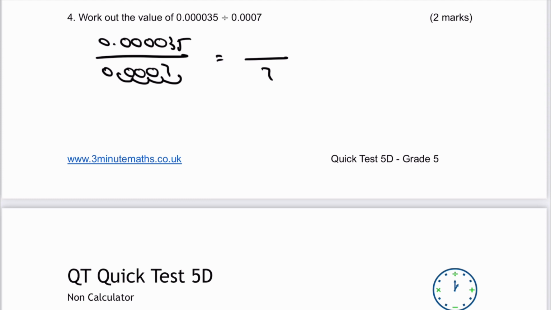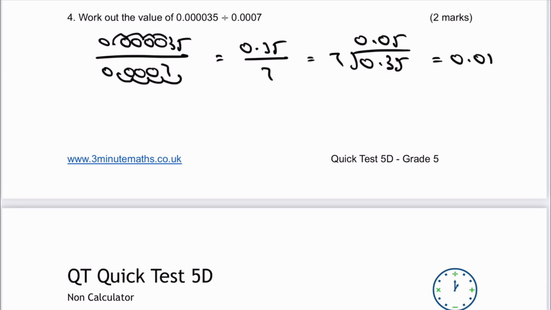However, I've got to then move the decimal point 4 places for the numerator as well. So if I do that, I've got 1, 2, 3, 4. It's going to end up as 0.35. Now I'm actually okay with that, because that's exactly the same as saying 7 into 0.35, which is 0.05, which is the answer to this particular question. Okay, again, as I have mentioned before, you might do your calculations in a slightly different way, and that's perfectly fine. It's no problem at all.